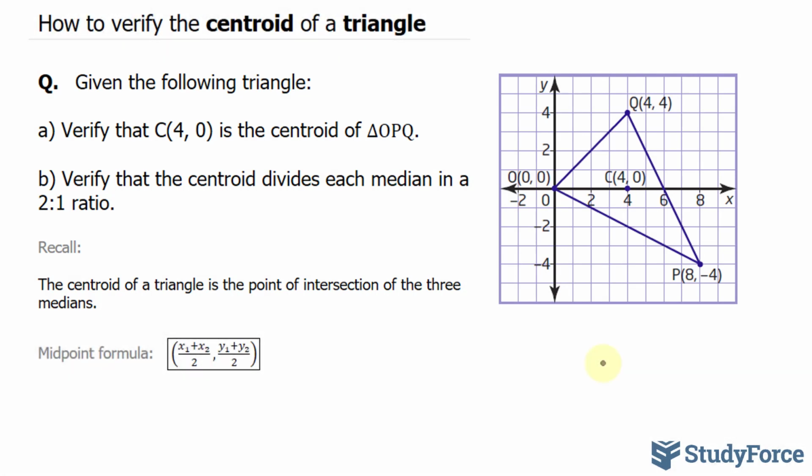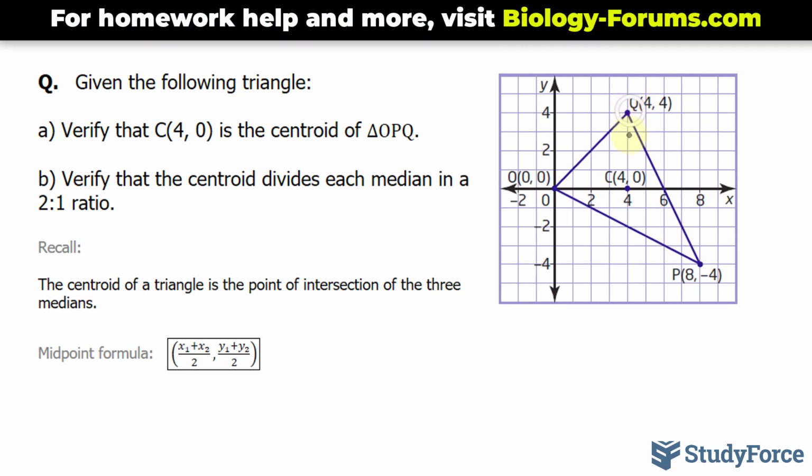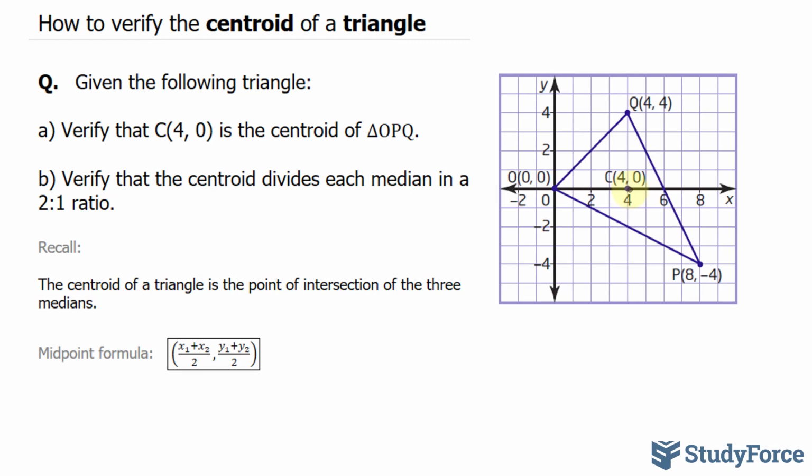Let's get started. The first thing that I want to do is create a median from one of these vertices to the opposite side's midpoint. You can start with O, Q, or P. I'm going to start with P. I'm going to try to create a median that extends from here all the way to the midpoint of O and Q. So I'll start by finding the midpoint of O and Q.